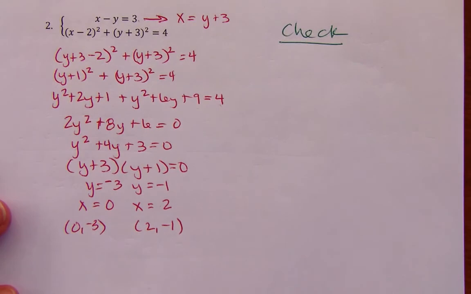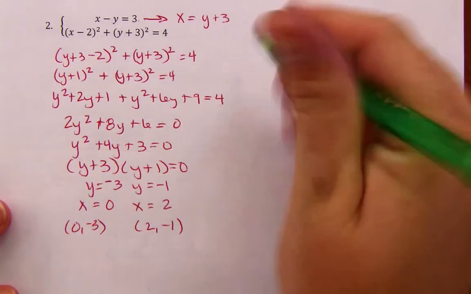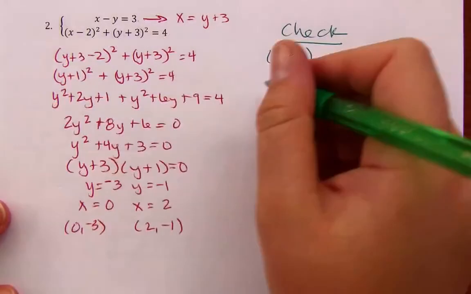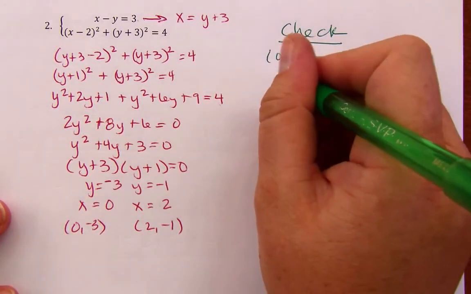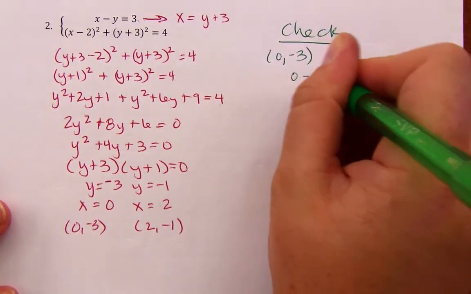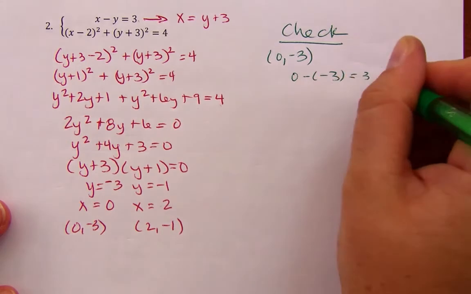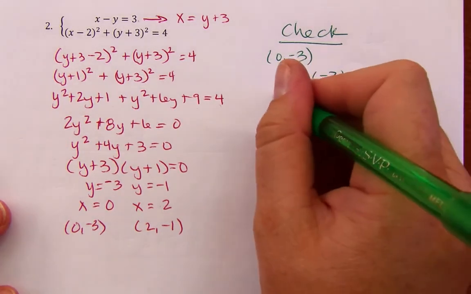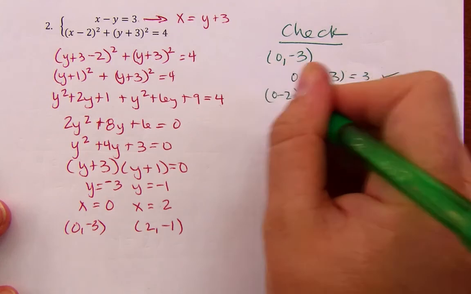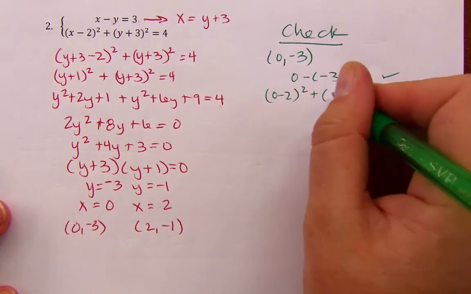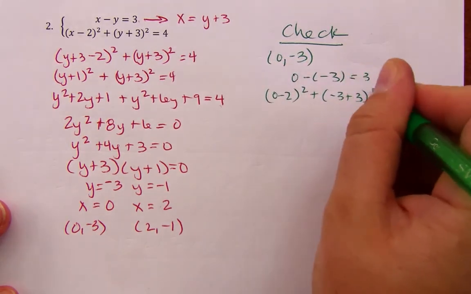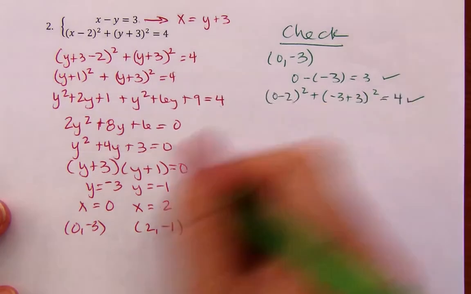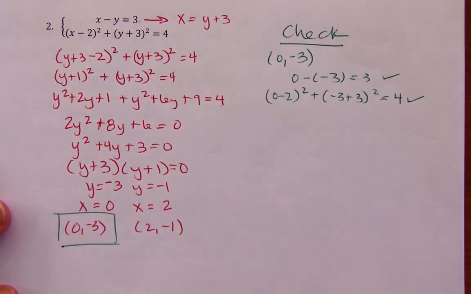Okay. So we're going to check and plug those in. For (0, -3), for the first equation, 0 minus -3 equals 3, and that one works. And then plugging into the other equation, 0 minus 2 squared plus -3 plus 3 squared equals 4. And yep, that works out. So this one is a solution.